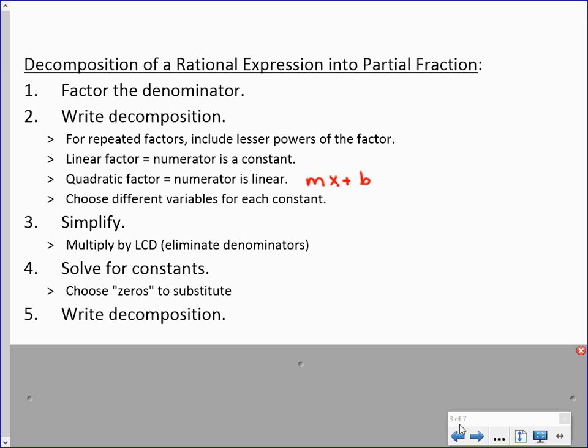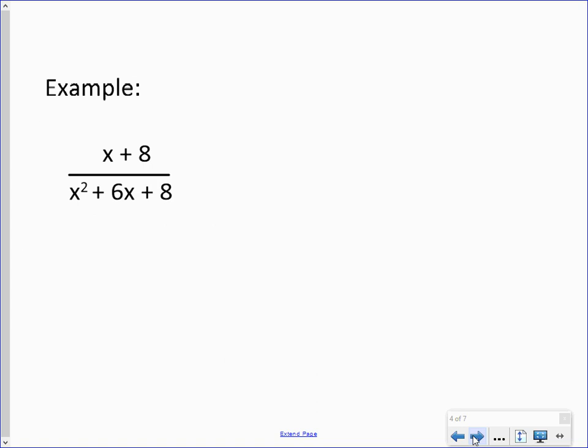We have 3 examples that we'd like to run through, and our first 2 examples are going to be the examples from the warm-up. So we already know how we would set up example 1. It's x plus 8 over x squared plus 6x plus 8. In the warm-up, we factored the denominator, x plus 4 times x plus 2. And then you said both of those were linear, so we would have constants for our numerator. A over x plus 4 plus B over x plus 2.